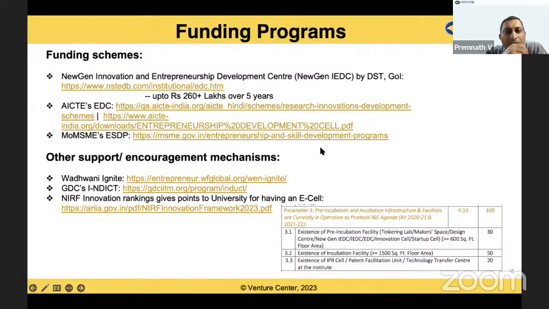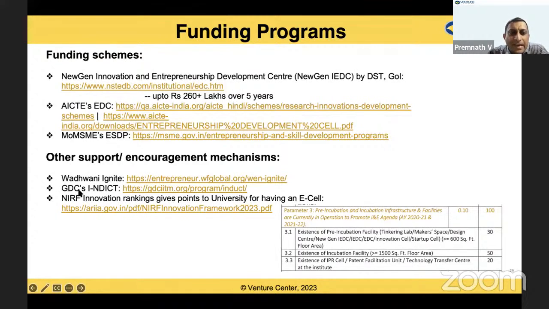There are also some other support and encouragement mechanisms. The Vadhwani Foundation runs Ignite, which you can tie up with as a student club, and they will be willing to help you set up some of the initial activities, and also give you some resources to get started with training and so on and so forth. Resources also of a soft nature in terms of content.